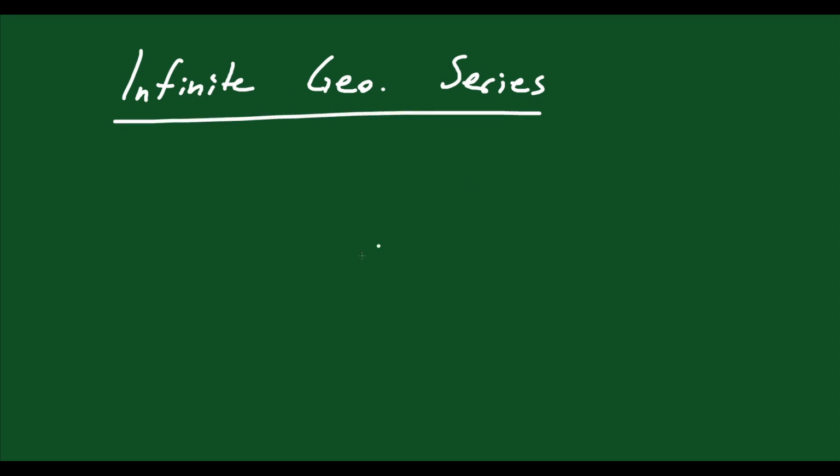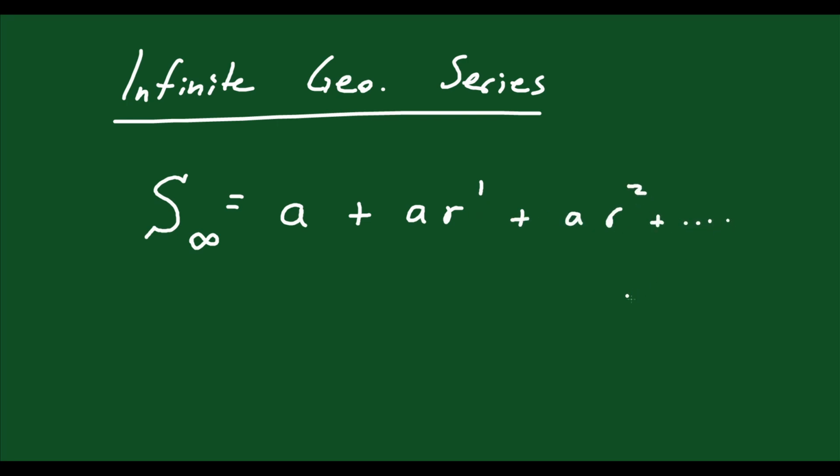So this is a geometric series that just continues forever, right? There's no set number of terms. And sometimes you're able to find what the series converges to, or in other words, what it adds to if it just continues forever. So we'll say that we have an infinite series here where we have a as your first term plus a times r to the 1 plus a times r squared, right? And that just continues forever, right?